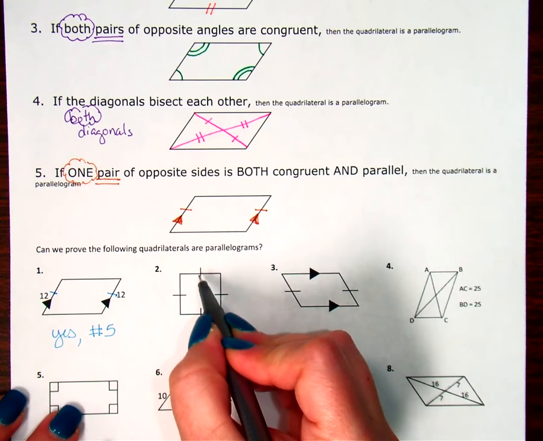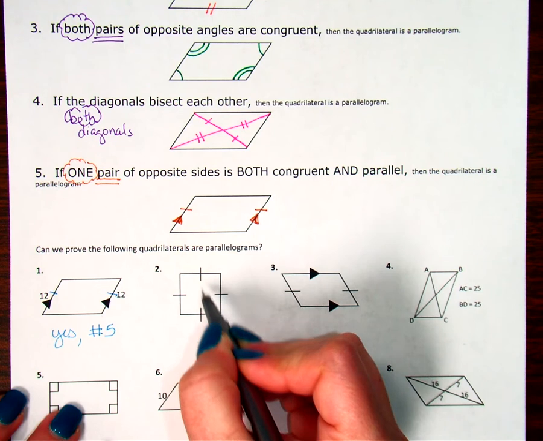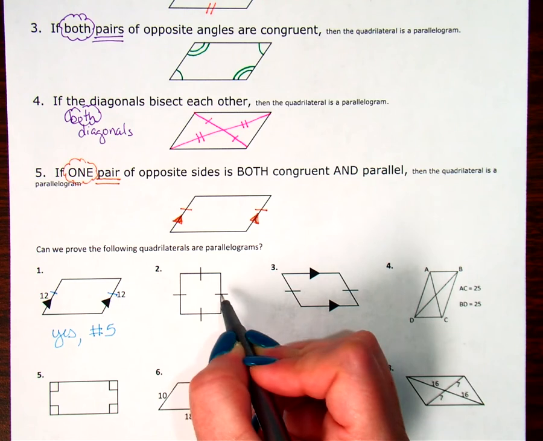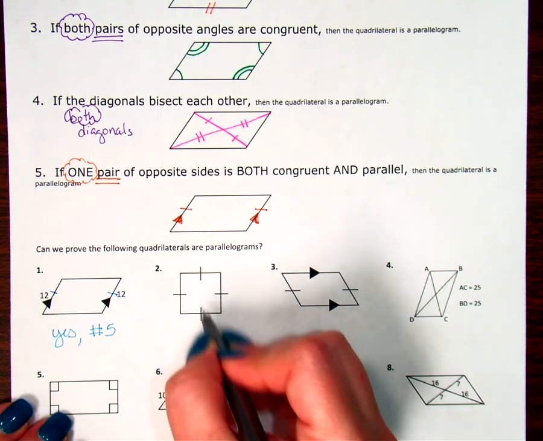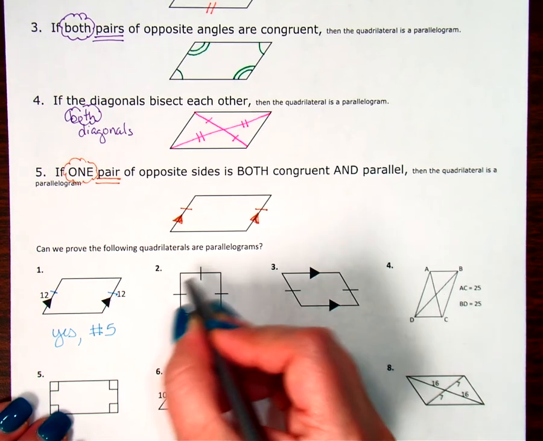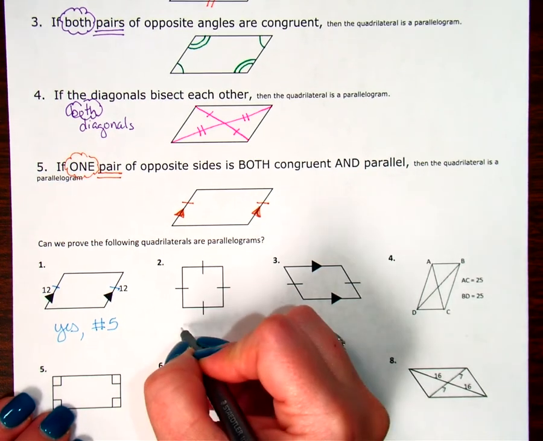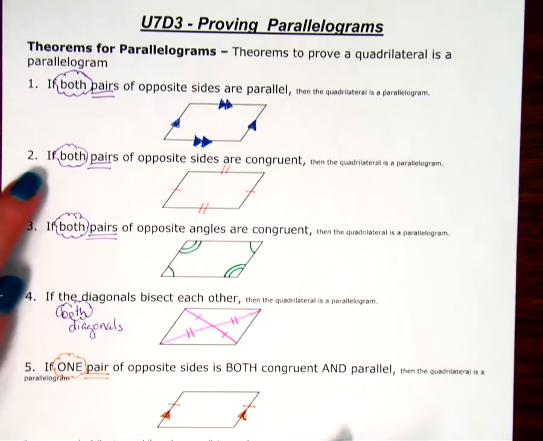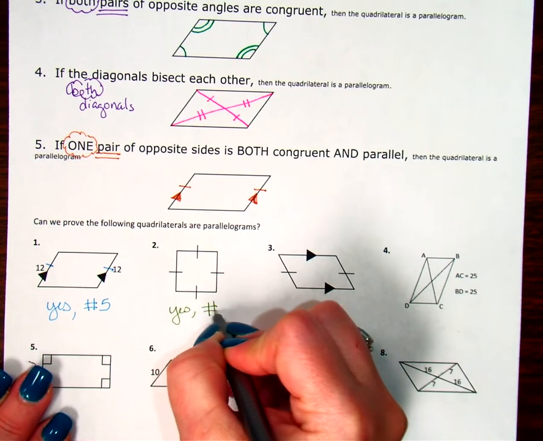So let's look at both pairs of opposite sides. I've got my top and my bottom that have a single tick mark on them. So my top and bottom, that opposite pair, is congruent. And then my left side and my right side, those opposite sides are, sorry, not parallel, are congruent. So both pairs of opposite sides are congruent. I'm going to say yes, and that was number 2. Even though it's the same tick mark all the way around, that's okay, by my theorem number 2.